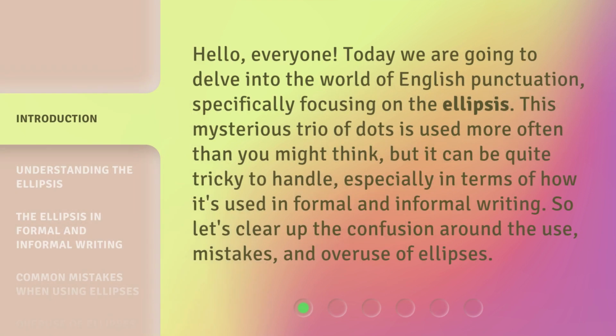Hello, everyone. Today we are going to delve into the world of English punctuation, specifically focusing on the ellipsis. This mysterious trio of dots is used more often than you might think, but it can be quite tricky to handle, especially in terms of how it's used in formal and informal writing. So let's clear up the confusion around the use, mistakes, and overuse of ellipses.